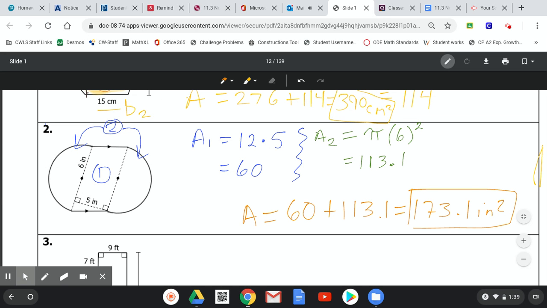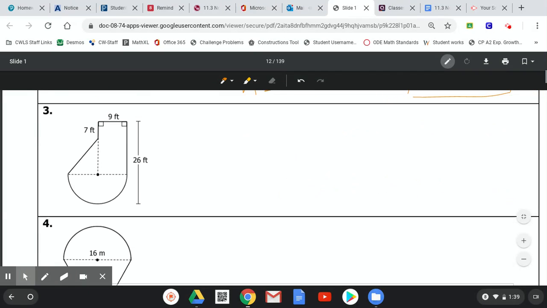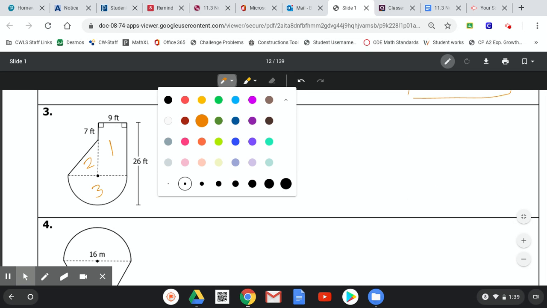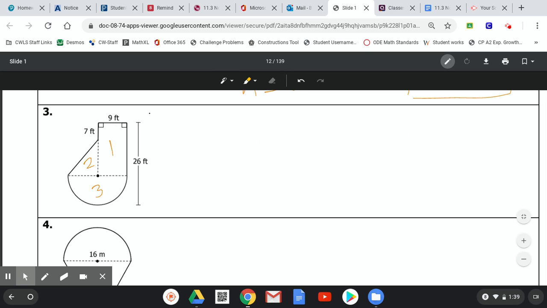All right, guys? So moving on to number 3. Number 3 looks a little bit funky, but again, it's split into, in this one, 3 separate figures, okay? So we have 1, we have 2, and we have 3, all right? So here, let's try and find the area of the first one. So area of the first one is just going to be a rectangle, all right? It's just going to be a rectangle.